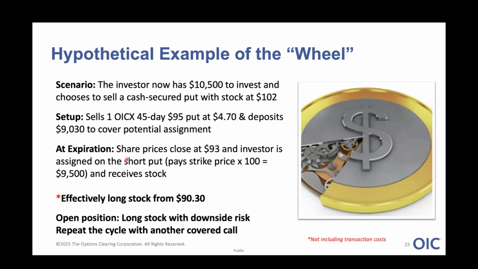If shares close at 93 at expiration, and we do nothing, we're going to be assigned on this short put. In this case, we're going to pay our strike price times 100 or $9,500, and we're going to receive shares of stock. But remember, we sold this put for $4.70. So if we get assigned at 95, our effective break-even price is $90.30. So we're going to be sitting technically on a $2.70 unrealized gain in this particular scenario.